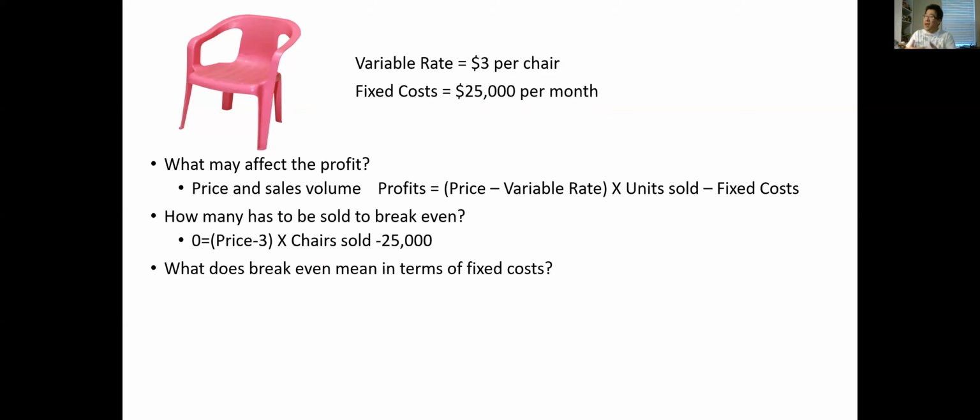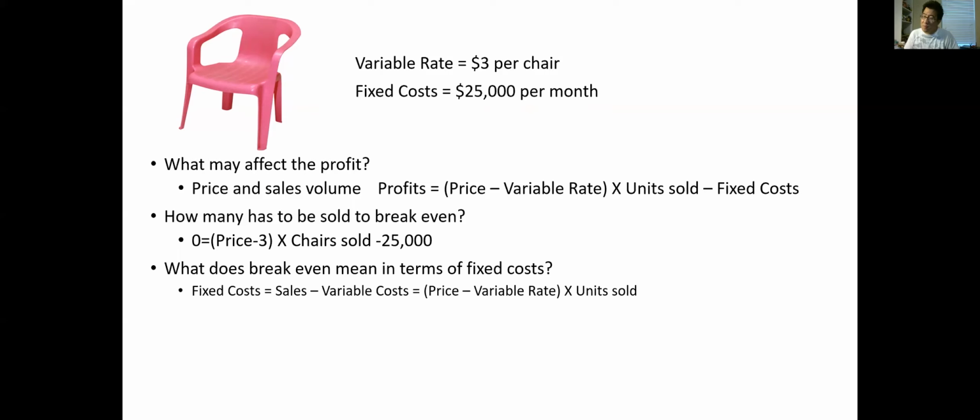So again, we try to play with this equation. What is breaking even again? No loss, no gain, which means profits equal 0. We don't know the price yet, but each unit has a $3 variable rate, and price minus 3 multiplied with units sold is going to be the total contribution margin, and this has to equal 25,000 for the company to break even. So on the left side is 0, and on the right-hand side is the difference between price and 3, which is the variable rate, multiplied with units sold, subtract 25,000. This means the contribution margin at break even has to equal fixed cost.